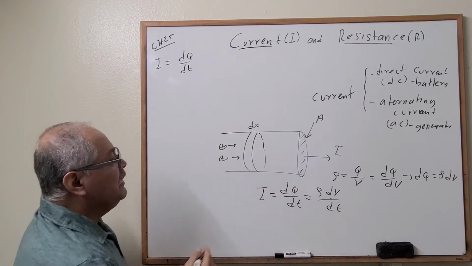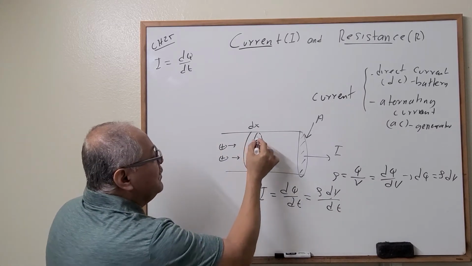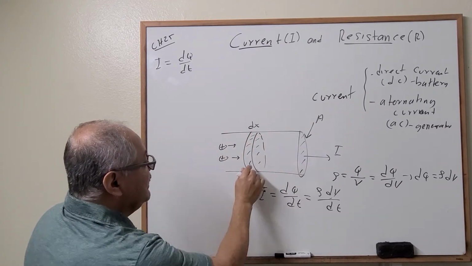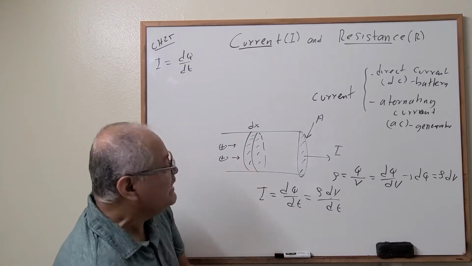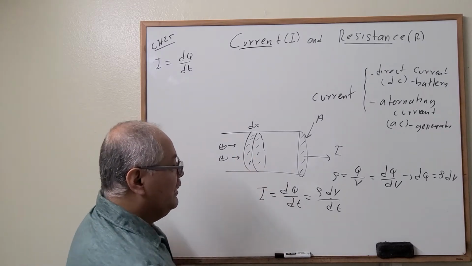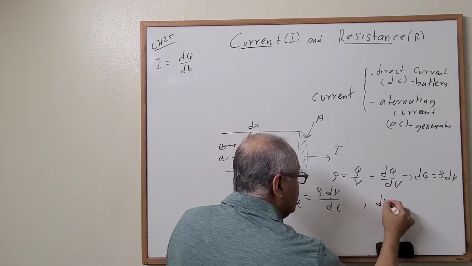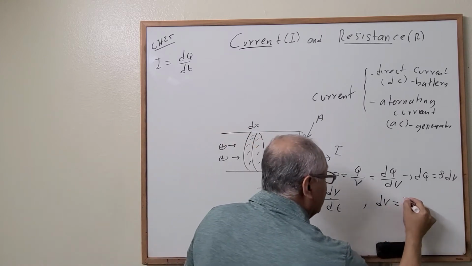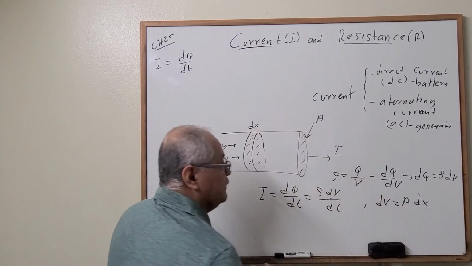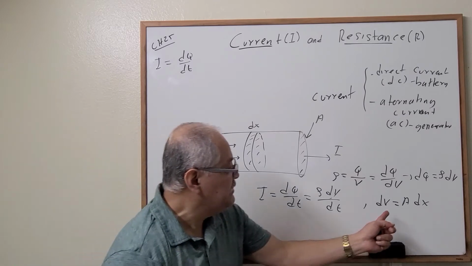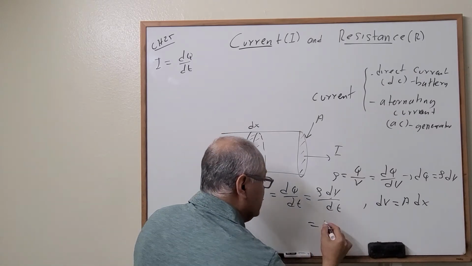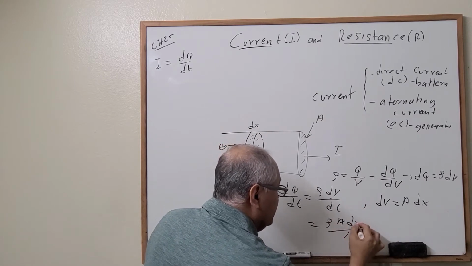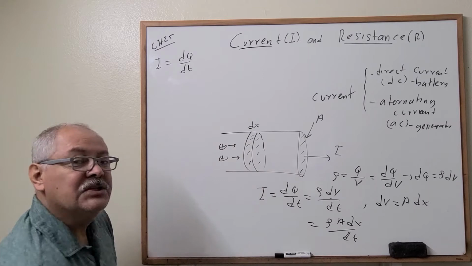But what is the volume that we are dealing with? This is the volume right here. This is the area, and this is the thickness of this segment. For this cylinder, the change in volume is equal to area times dx. When we substitute this value right here, we have density times dV, which is area times dx, divided by dt.